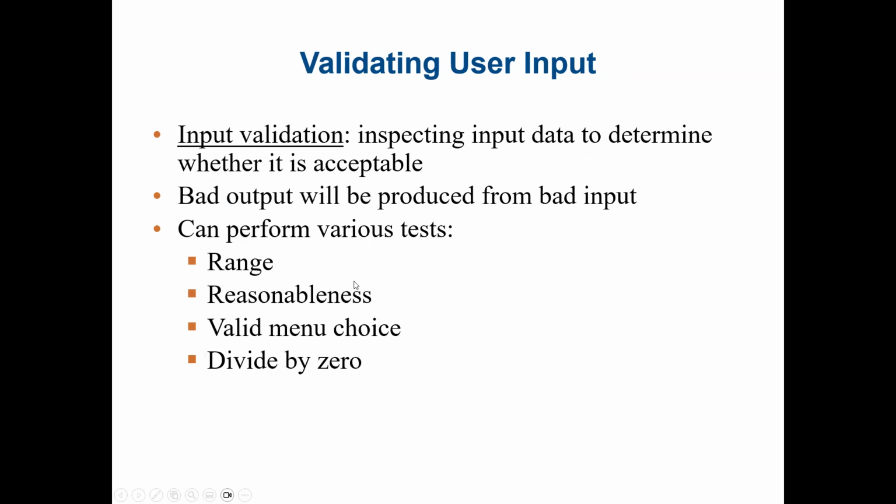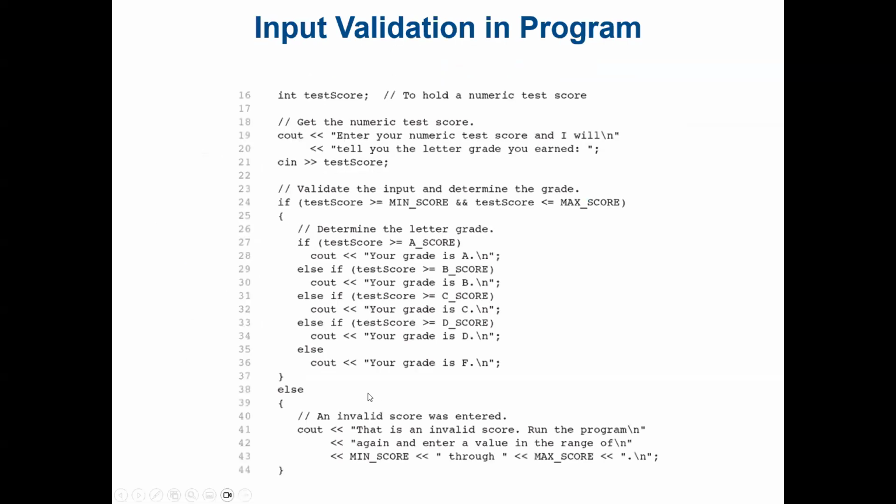So we can perform various tests, as we said, the range, or reasonableness, or valid menu choice, or divide by 0. We know anytime, even if we use our calculator and we divide a value by 0, we get an error message. There's no correct answer. The only correct answer is if you divide 0 by a number, the answer is 0. Also, menu, maybe we may have a program saying that if you choose 1, you have a job, if you don't have a job, choose 2, etc. We can use it also. So this is an example of input validation in a program.